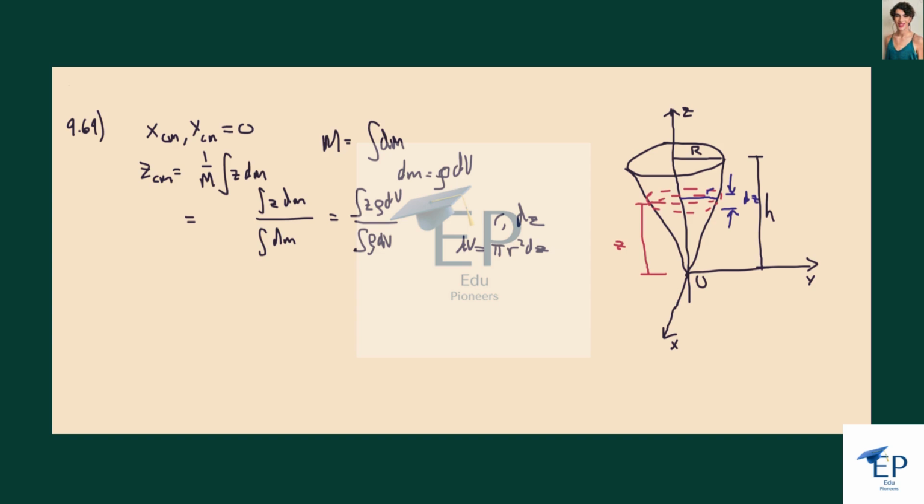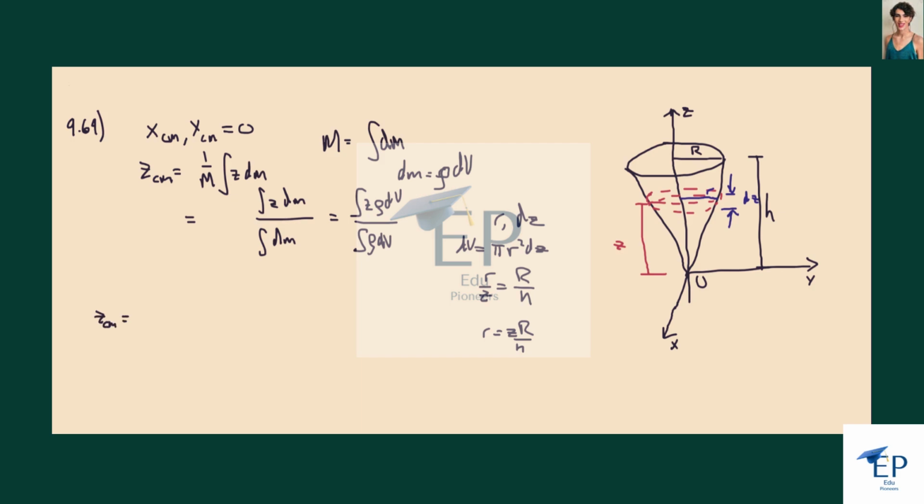Okay. We can also see that based on the geometry of similar triangles, r over z is equal to big R over h. So that means that little r here is equal to z big R over h. So we can combine these and integrate.